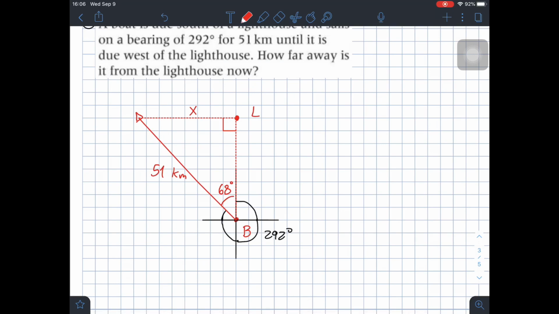Once you've done this, you see that it's quite easy to solve, right? If we apply again SOHCAHTOA, we're looking for this distance, so we would need to apply sine, right? Sine of 68 degrees is equal to opposite, which is x, over hypotenuse, which is 51. So we solve for x, 51 times sine of 68. We use the calculator for this, and we get the distance, which is 47.3 kilometers. So this is the final distance, okay?